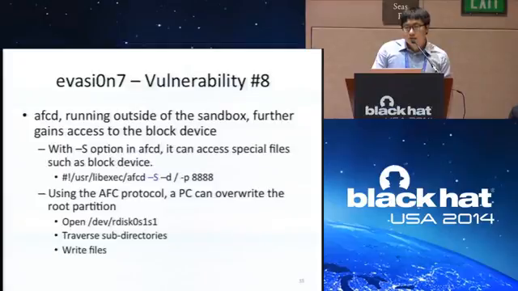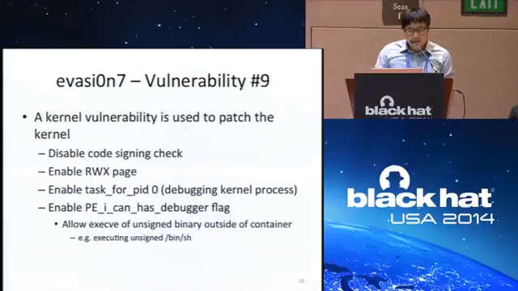So just by directly opening /dev/rdisk0s1s1, it allows opening the whole partition of the root directory, and the newly launched AFCD can make the permanent change on the root partition. And at the last, Evasion 7 exploited a kernel vulnerability to patch the kernel. So basically, this nullifies security checks at the kernel level and makes the device jailbroken. So these 9 steps are the detailed steps of the Evasion 7 attack.